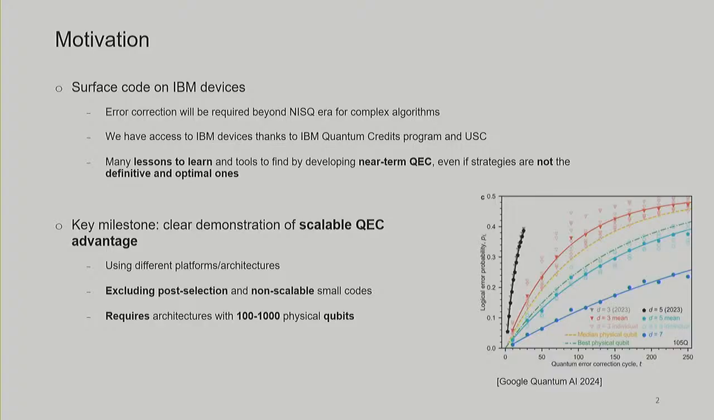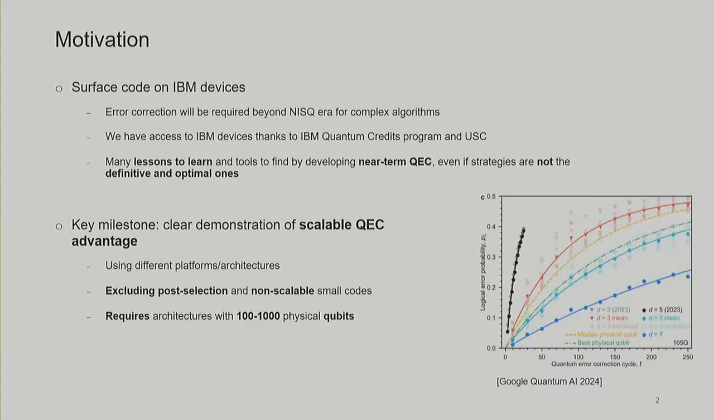In the end, all the devices that we have now, if they want to become a fault-tolerant quantum computer, will have to show a key milestone, which is a scalable QEC advantage, which means that if we increase the number of physical qubits, we can arbitrarily reduce the logical error rates. This is something that was recently achieved by Google's devices last year. But as I said, all other architectures will also need to show this milestone. And this is what we are trying to achieve.